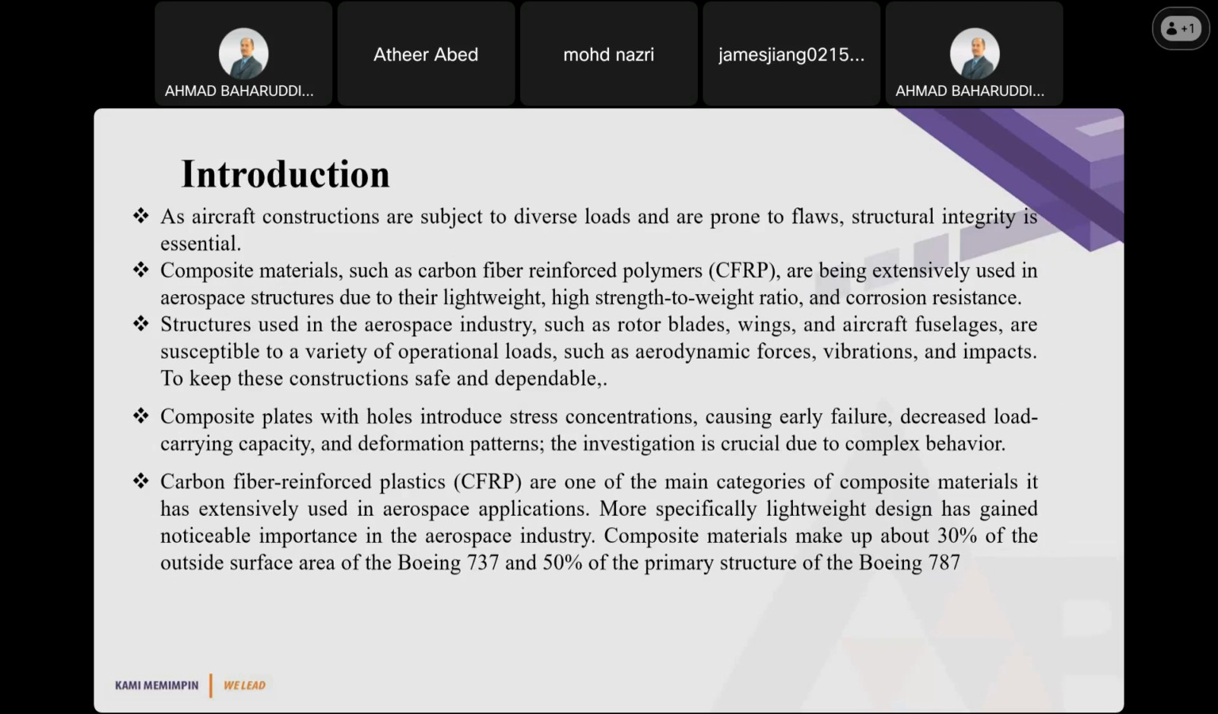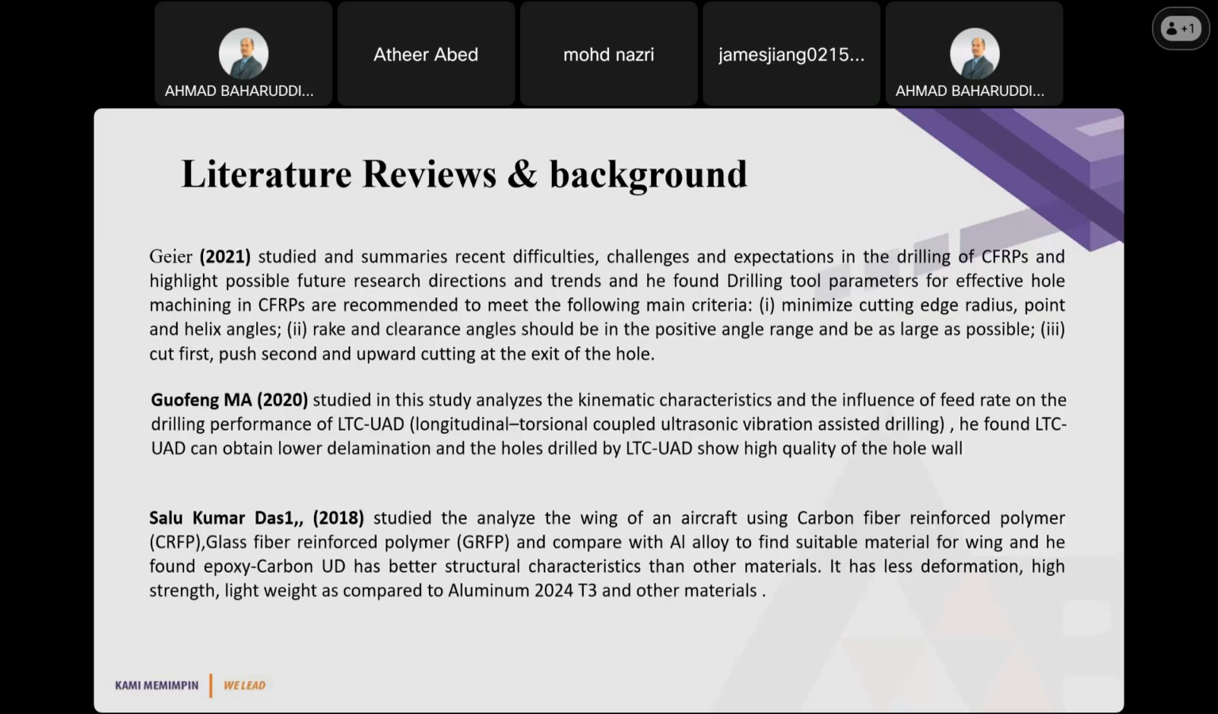I illustrate in this some people who worked with carbon fiber before me. For example, in 2018, Mr. Komar studied the analysis of the wing of an aircraft using carbon fiber reinforced polymer and glass fiber reinforced polymer, and compared with aluminum. After comparing, he found the carbon fiber is better, and he saves money, because fuel consumption is very important in the aerospace industry.